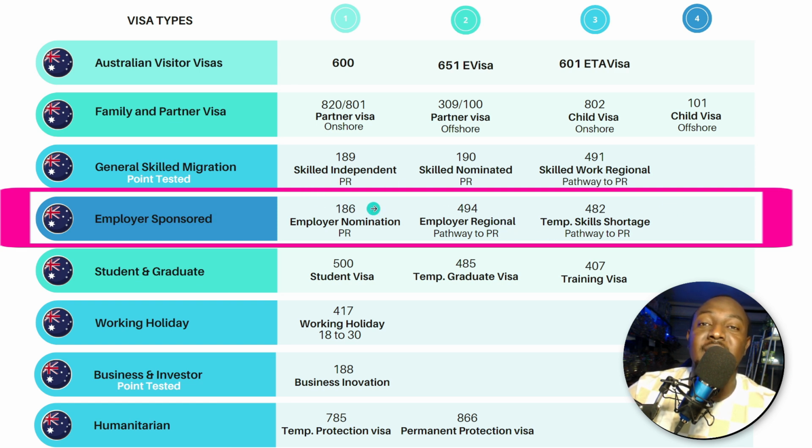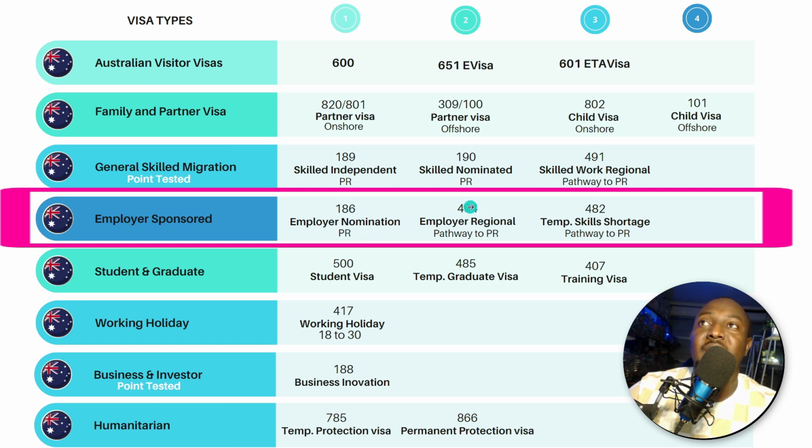With the 186, again, you need to look on the occupation list, get a positive skills assessment, have the English requirement, okay, good health and good character requirement, and get sponsored by an employer, if that makes sense. This will also get you straight away permanent residence once you get nominated by an employer.